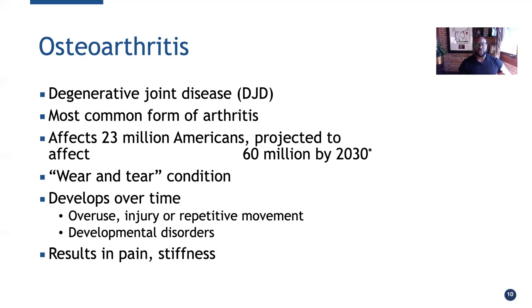So osteoarthritis is a degenerative disease. So what that means is wear and tear. Wear and tear of the joint causes degeneration, and that's why you end up with osteoarthritis. It's the most common form. It affects approximately 23 million Americans every year. And like I said, it's a wear and tear condition, results in pain and stiffness.